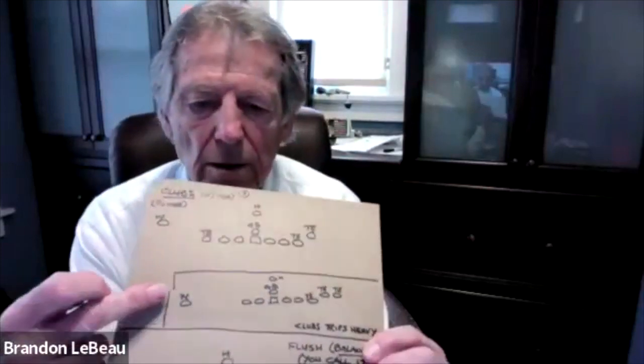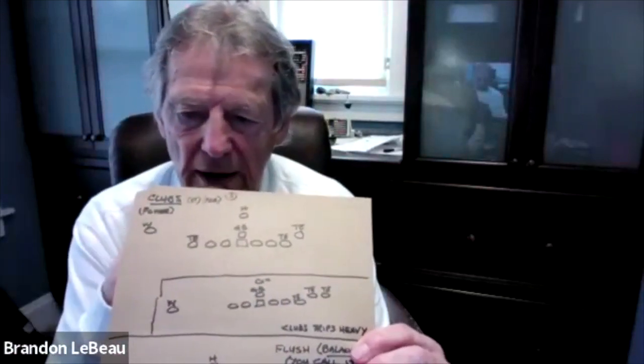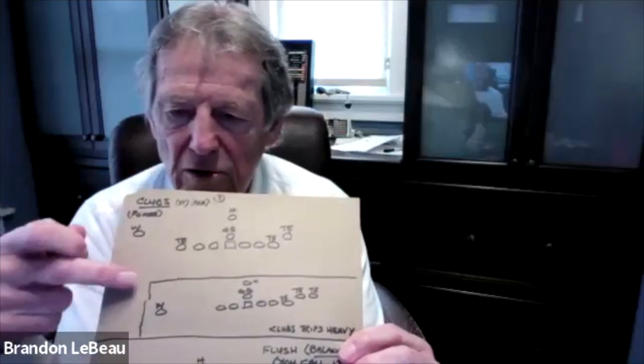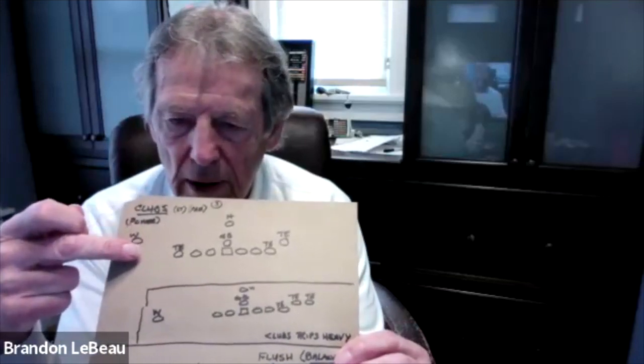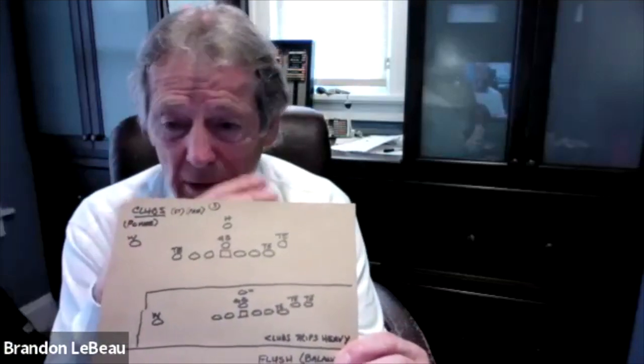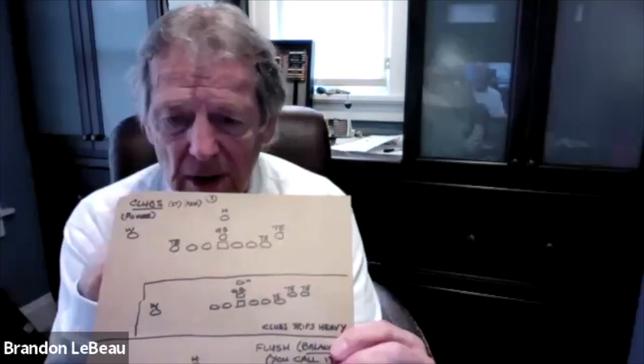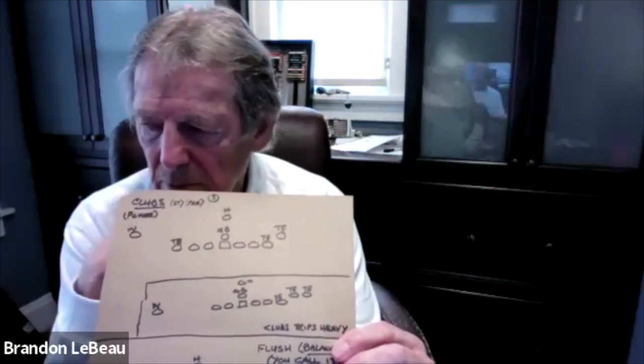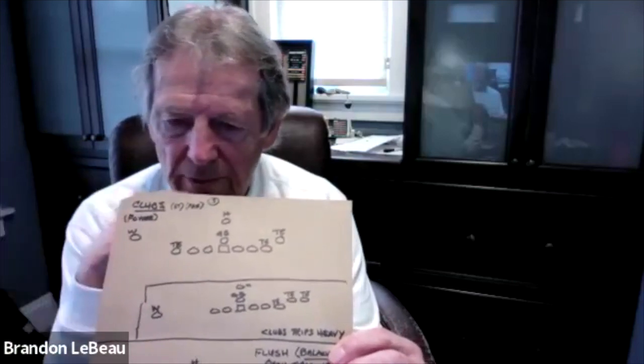If you get this, you got 3 tight ends. 3 tight ends and 1 wide receiver. So we call that clubs. They're just clubs. So as soon as the whole team heard clubs, they knew what they were facing.